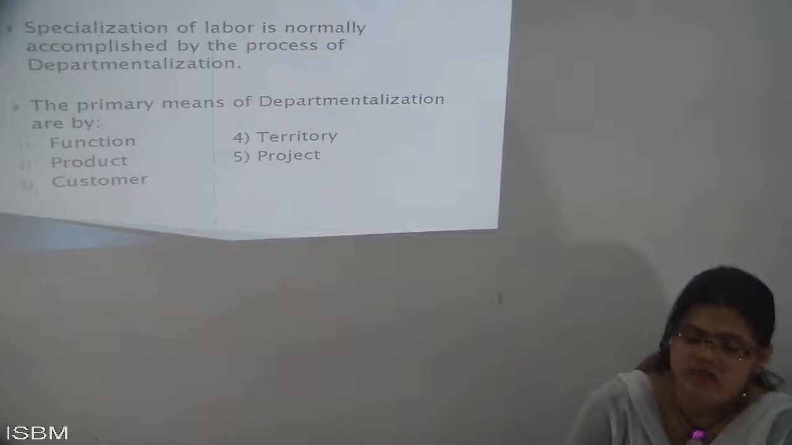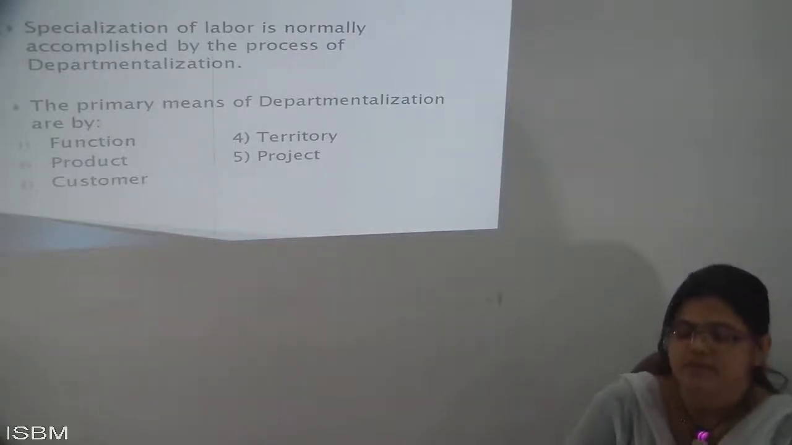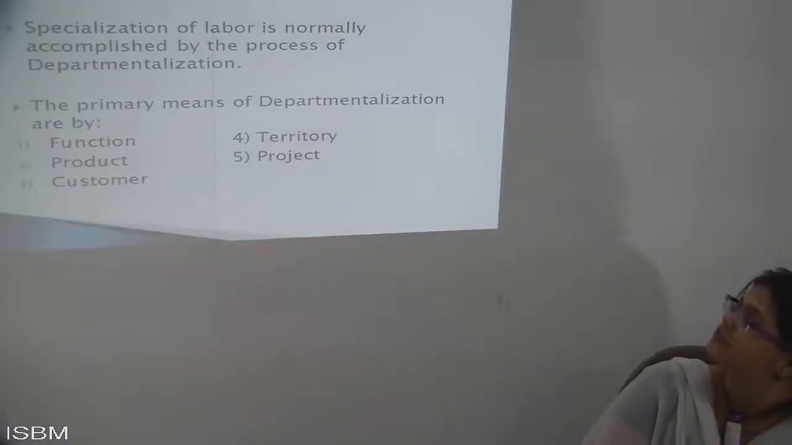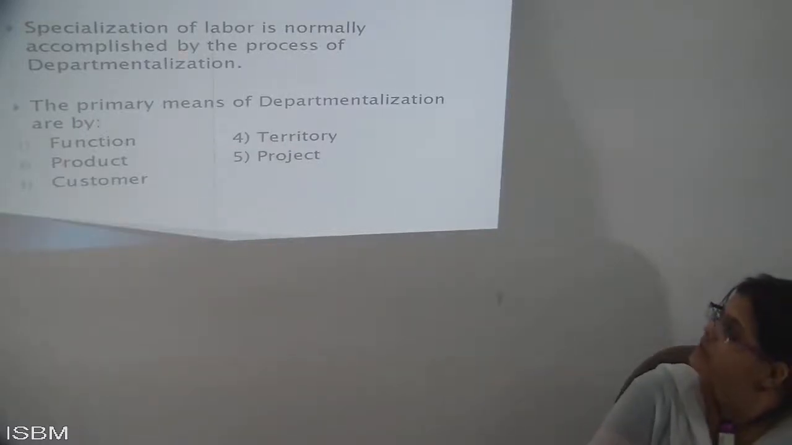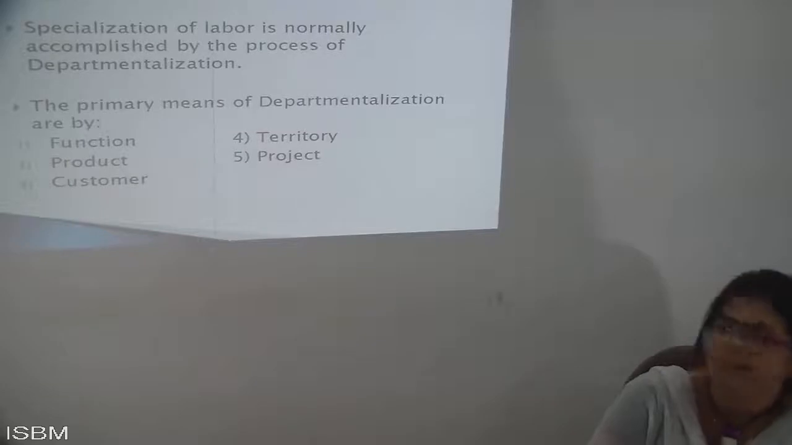Next is departmentation structures. We have already completed the earlier topics, and this comes as the last thing, departmental structures. Now specialization of labor is normally accomplished by the process of departmentation.